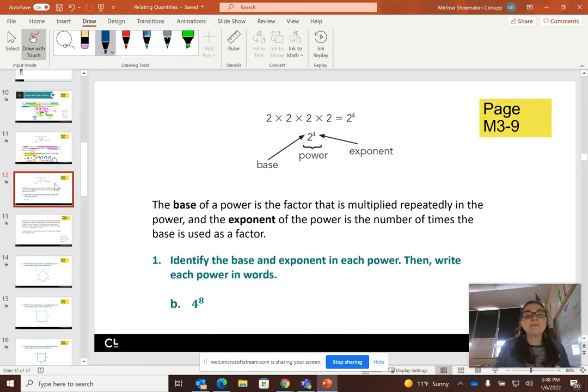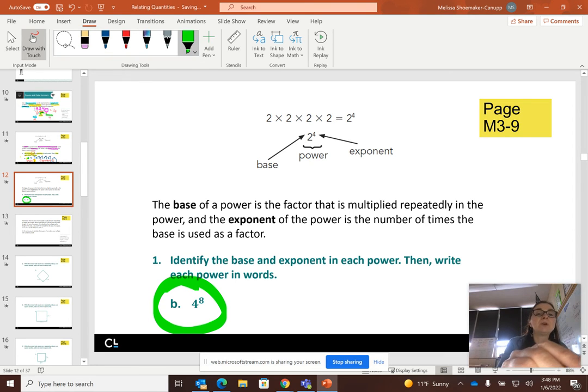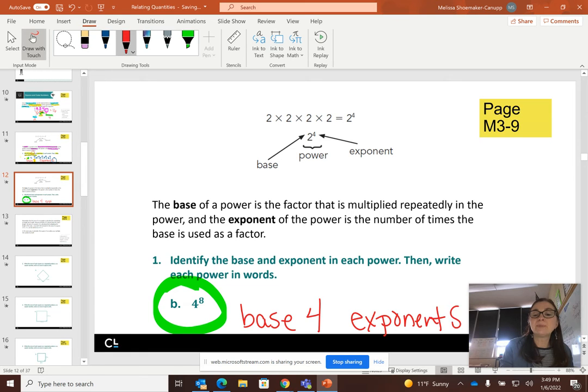Same page, we have another one. See how we're working B right here? Okay? So the base would be the number 4. Exponent is the number 8. What does that look like?